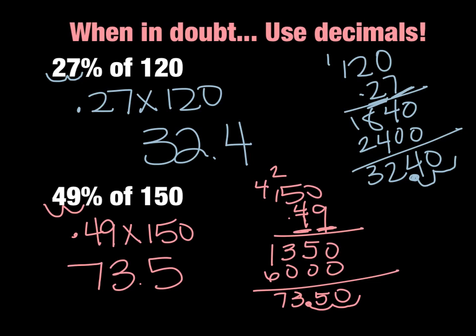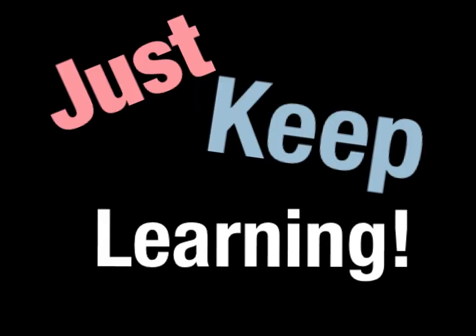Now, look at your number and try to make sense of this. 49% is really close to 50%, and 50% is half. So you want to look and ask yourself, is 73.5 close to half of 150? Well, half of 150 is 75, so you know that you're in the ballpark. And remember, just keep learning.